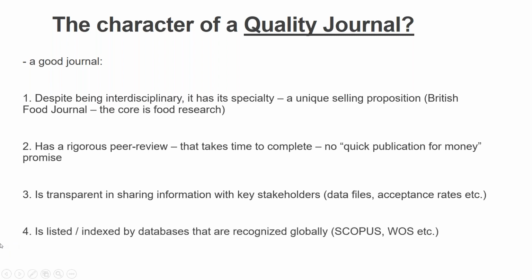Another quality indicator of a journal is that it is listed as well as indexed by globally recognized databases. These include Scopus, Web of Science, and others, which I will be mentioning in the coming slides.